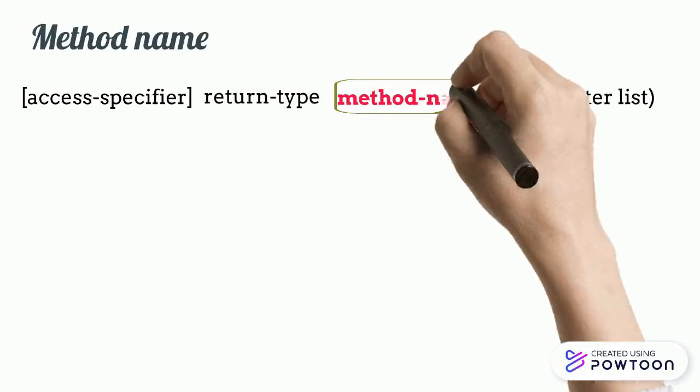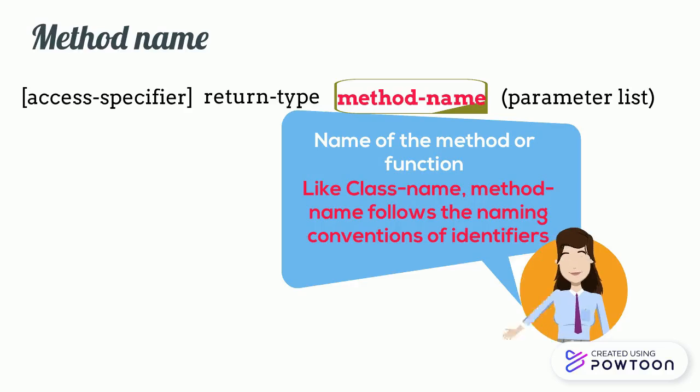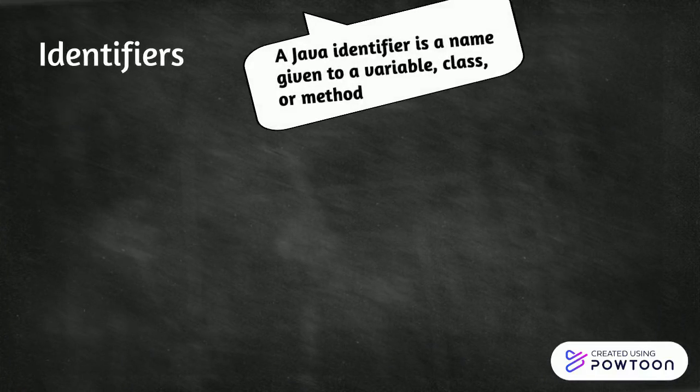Next is the method name. This is the name of the method or a function. Just like class name, method name follows the naming conventions of identifiers. Let's recap on the naming conventions of identifiers.